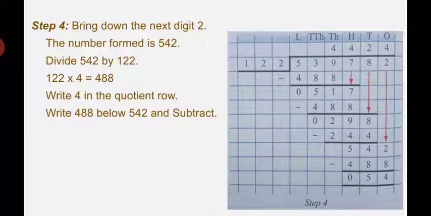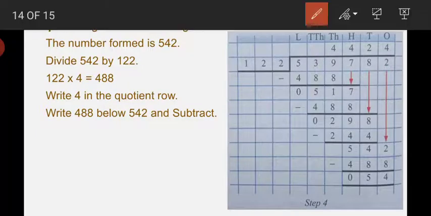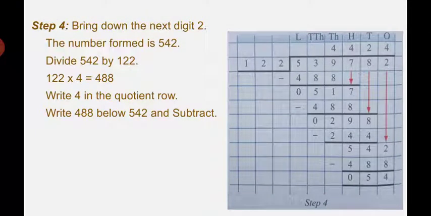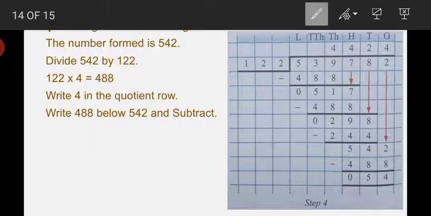Step 4, we have to bring down the next digit, that is 2. You have to bring down the 2 here. I have written it, and the new number formed is 542. Again we have to find the multiple of 122. For dividing 542 by 122, we have to find the multiple of this one.